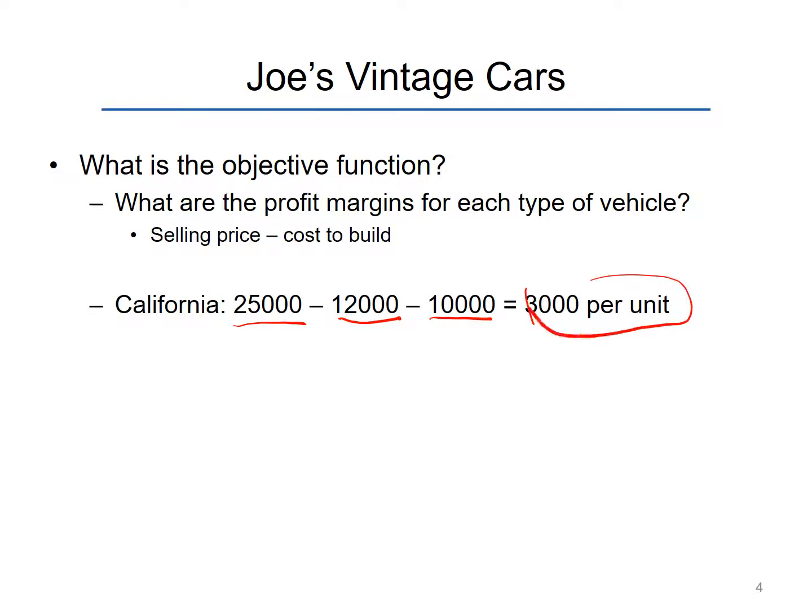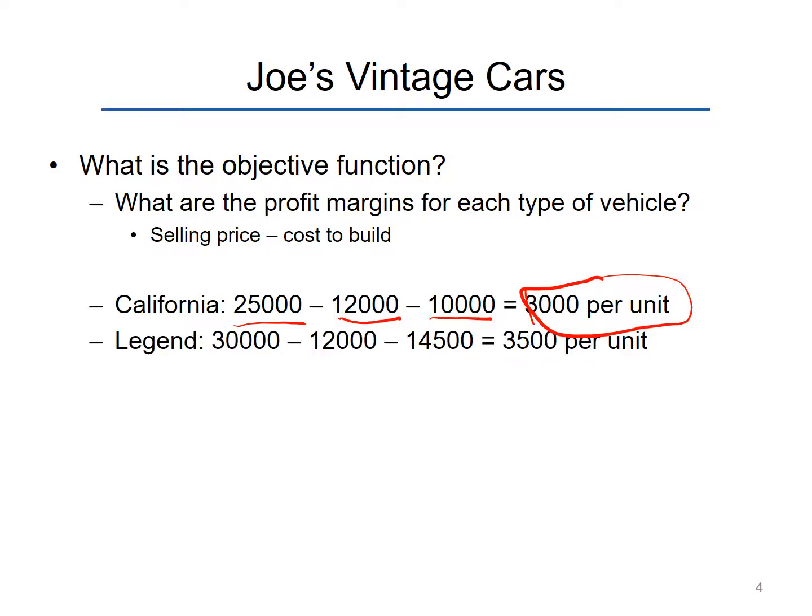Okay, so that's the profit that Joe gains when he takes an existing convertible and converts it into a California model and sells it. For the Legend model, it sells for $30,000. The old convertible he's taking to convert into a Legend costs $12,000, and it requires $14,500 in additional parts. And the net profit here is $3,500 per unit.